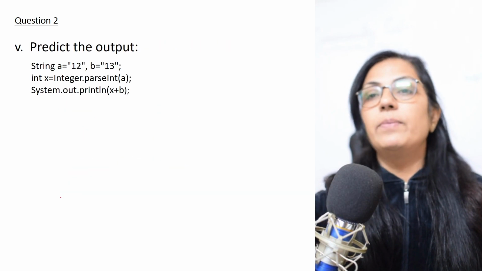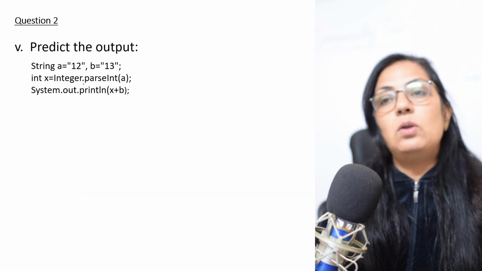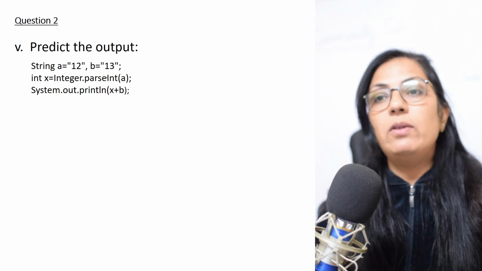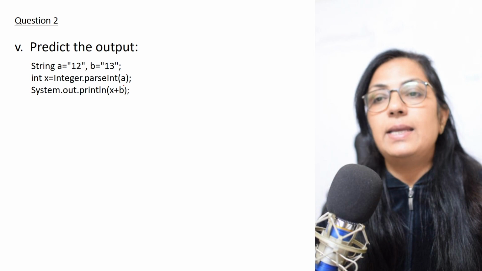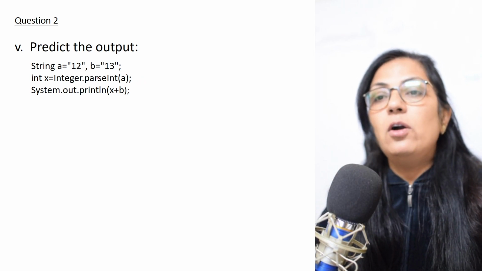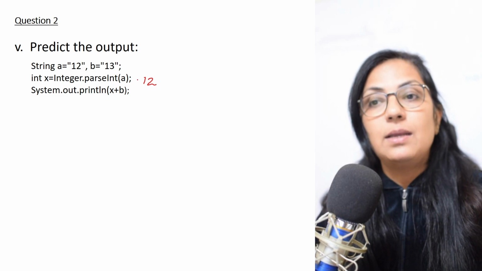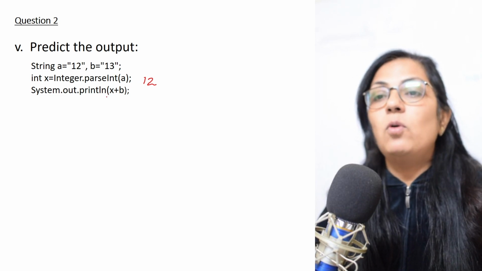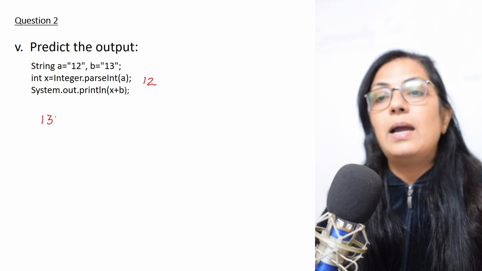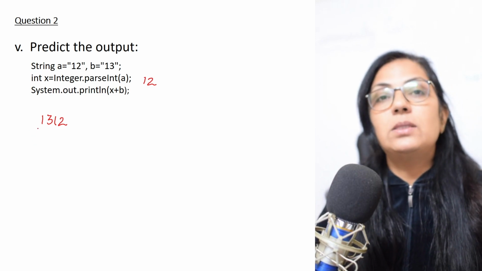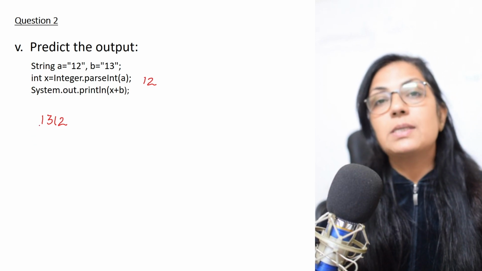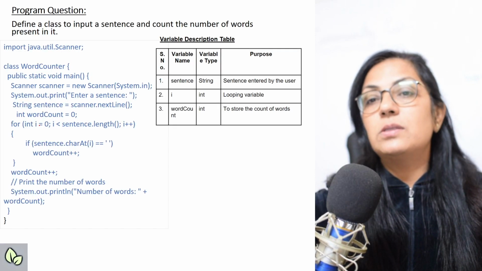The next one, predict the output. String A equals to within double quotes 12, B equals to 13, int x equals to integer dot parse int. Now here the value of x will be 12, but this 12 is int type, right? And what you have to print? X plus b. X is 13 and this is 12, so your output will be 1312. I hope it is clear. Please prepare the questions seriously, right?